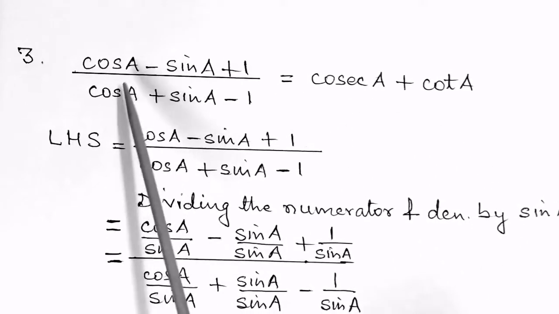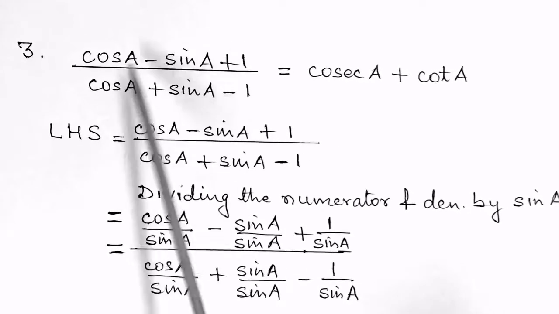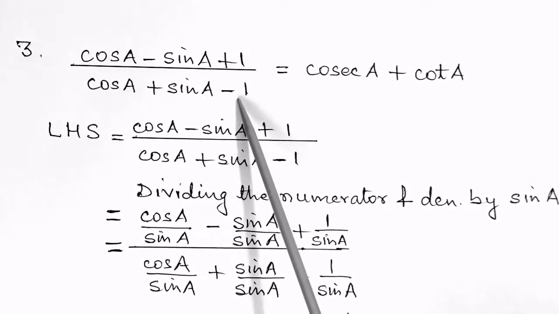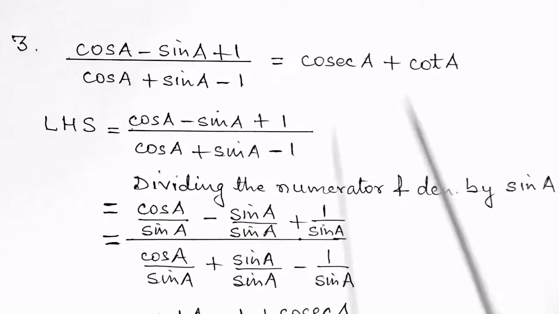So whenever you have such a question, when you have 1, sin and cos in the numerator and denominator, right, we have to see the right hand side.